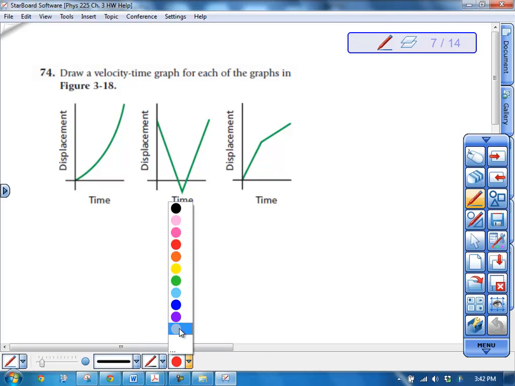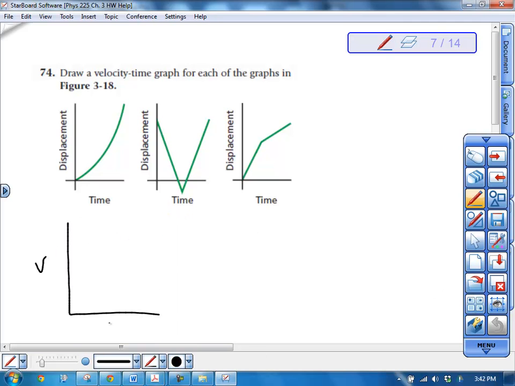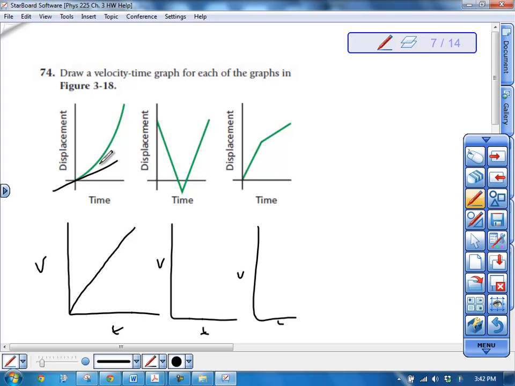All right, we need to draw some velocity time graphs here for these ones. So here's velocity time. Okay, so for the first one, the velocity starts off slow and gains velocity at what seemingly is a constant rate. So we go like that. The velocity seems to be increasing. So the slope is increasing. So the slope is the velocity, so the velocity should be increasing, which it is.